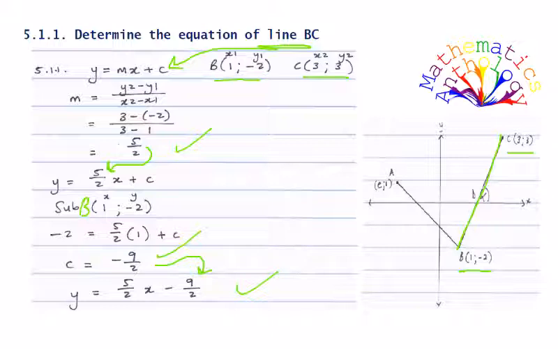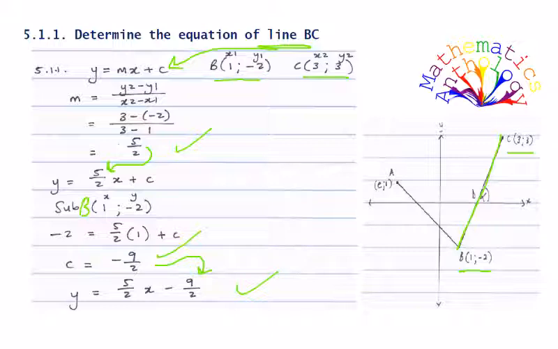Okay, you write down your point B and C. Coordinates there label as x1, y1, x2, y2. Substitute that directly into your gradient formula as follows. That will become 3 minus -2 over 3 minus 1. On your calculator, you'll get an answer of 5 over 2 as your gradient. Substitute your gradient answer into the y is equal to mx plus c formula, and you'll end up with y is equal to 5 over 2x plus c.